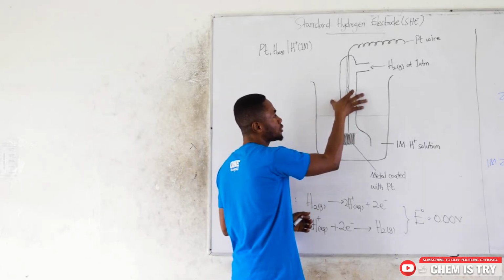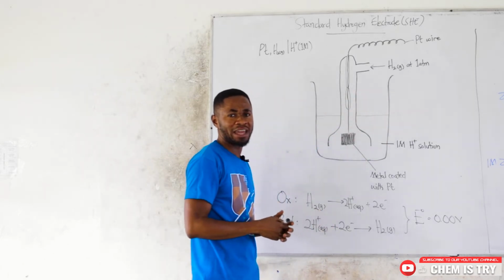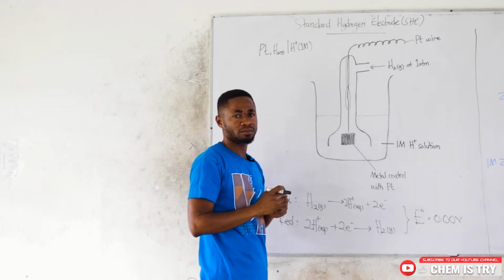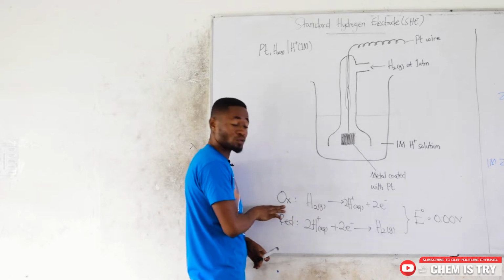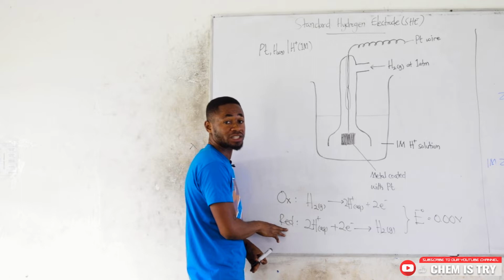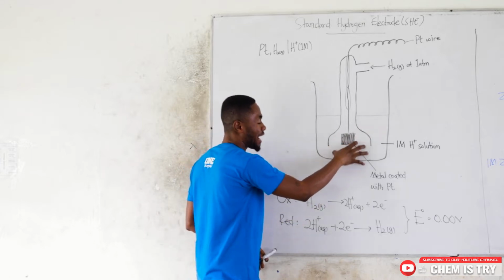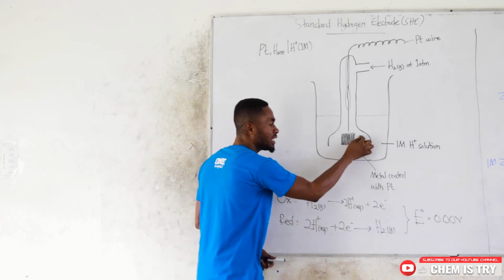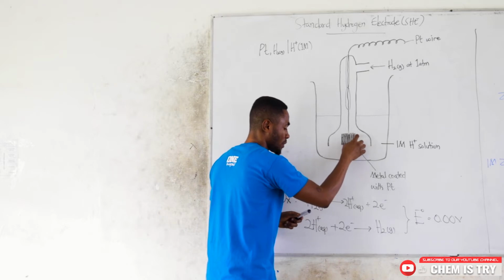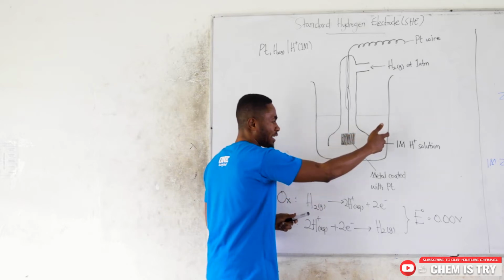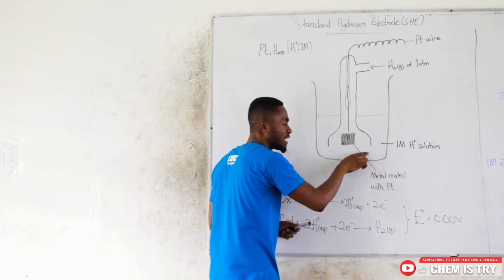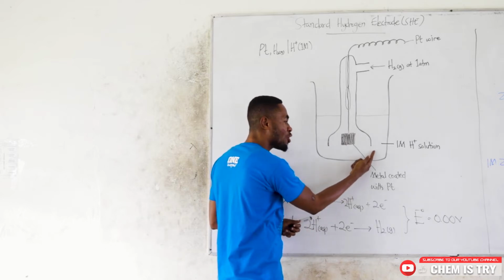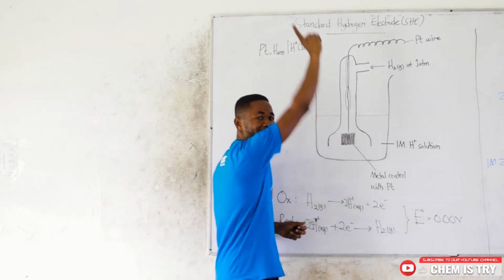When this reference electrode is hooked up to another electrode, two possible reactions could occur. It's either an oxidation or a reduction reaction that will occur in the standard hydrogen electrode. In the case of oxidation, the hydrogen gas over here would lose 2 electrons and become hydrogen ions. So the hydrogen gas will be oxidized, and the hydrogen ion concentration in the solution would increase.